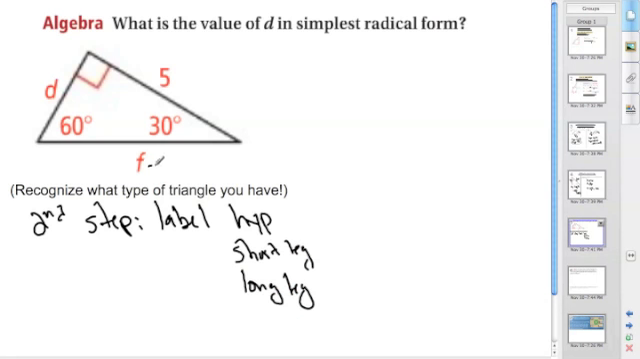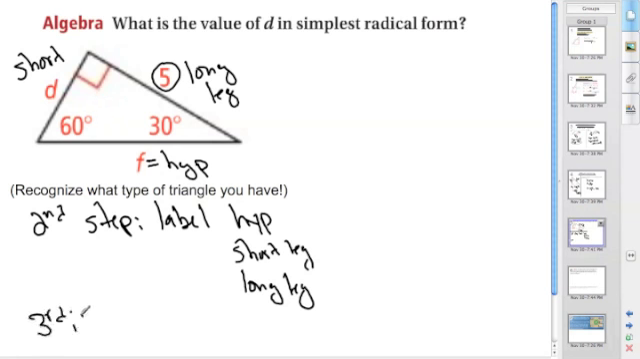So I know my hypotenuse is F. I know my long leg is 5. I know it's long because it's opposite of 60, and I know this is my short leg because it's opposite of 30. Remember, the shortest side is opposite the smallest angle. Third step, you need to find the short leg first always.